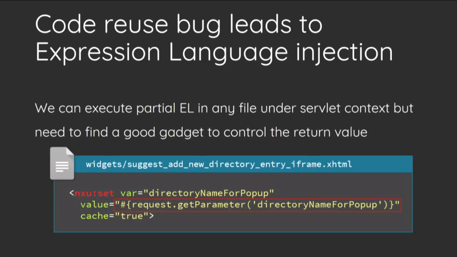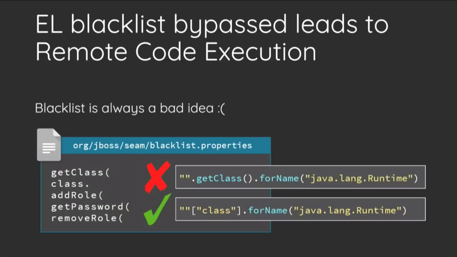But it's still not over yet. We failed to pop our shell. Seam also knows that EL is risky, so there is a blacklist to block dangerous invocations. However, it's just simple string matching, and we all know that blacklist is always a bad idea. So we simply use the array-like operator to avoid the bad pattern.